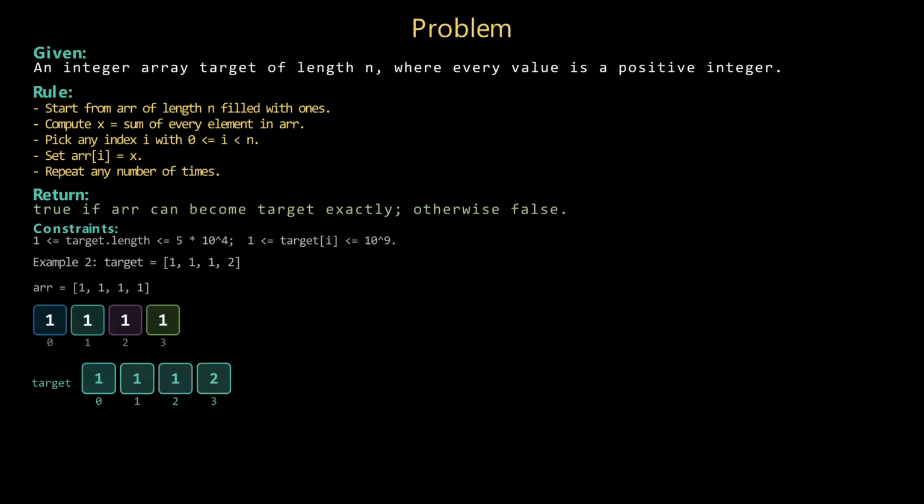Example 2 with target [1, 1, 1, 2]. Ones are easy to build, but 2 can never appear as a sum of ones. Output is false.